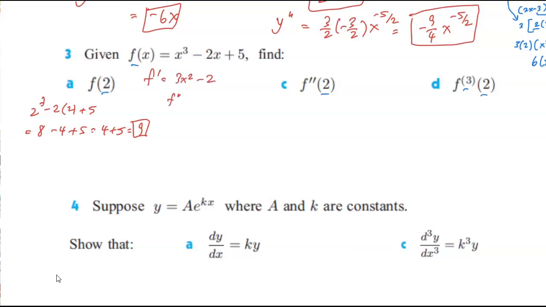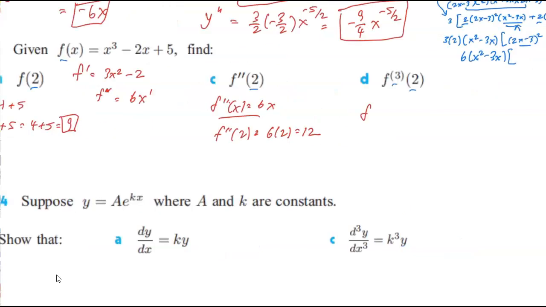The good thing about polynomials is when you do first and second derivative, they just get simpler and simpler. The second derivative of 3x squared minus 2 would be 6x to the first minus 0. So it's just 6x. So f double dash of x is 6x. f double dash with 2 plugged in is 6 times 2, which is 12. The third derivative with 2 plugged in.